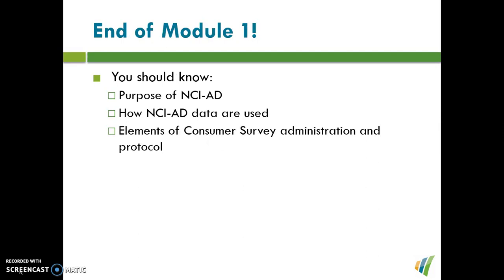All right, and that takes us to the end of Module 1 for this refresher training. Just a really quick recap on some of the things that we've covered here. So we went over that national and state overview of what NCI AD is, the purpose for conducting these surveys, how NCI AD data are used in states, and some of the basic administration and protocol for conducting the consumer survey. Next up, we're going to be hearing about the pre-survey form and background information section of the consumer survey.